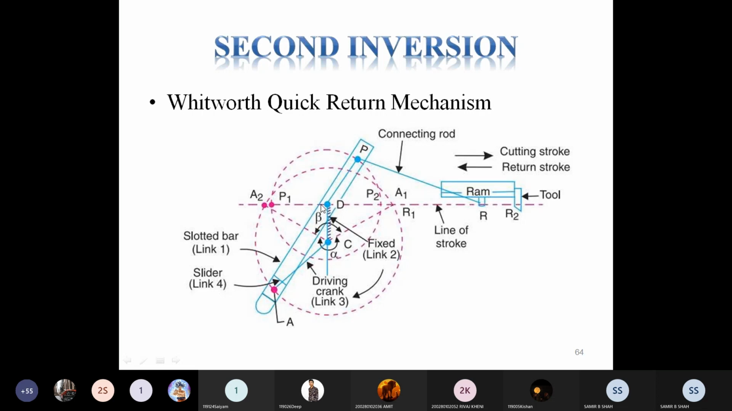The connecting rod carries the ram. You just see the diagram, which makes it very easy for you. The connecting rod carries the ram with the cutting tool, which is constrained to move along a straight path. It may move in the straight path with the help of all the hidden mechanism.